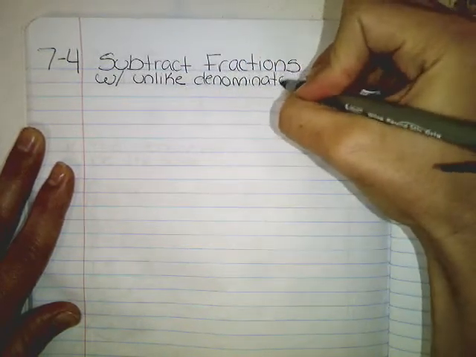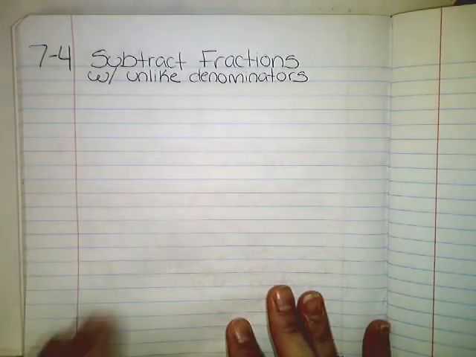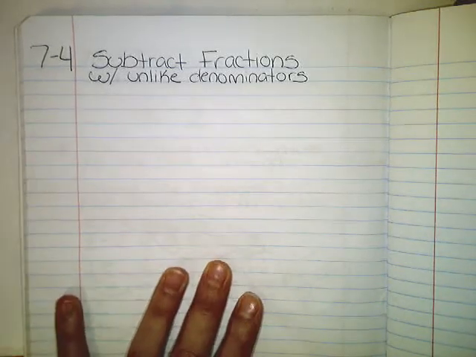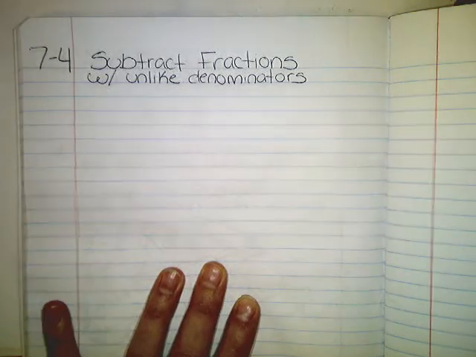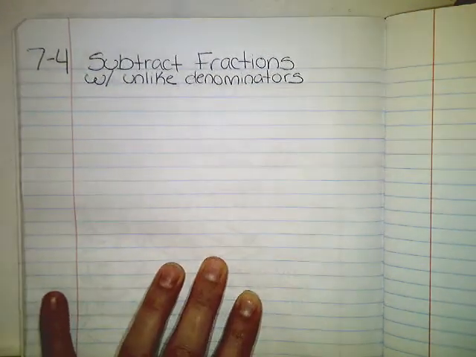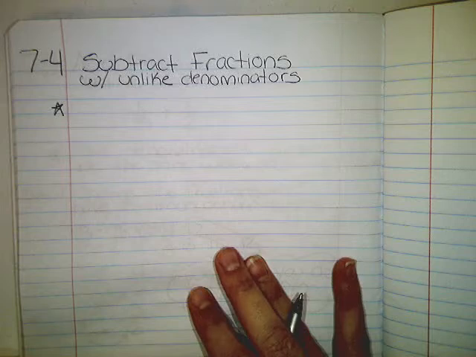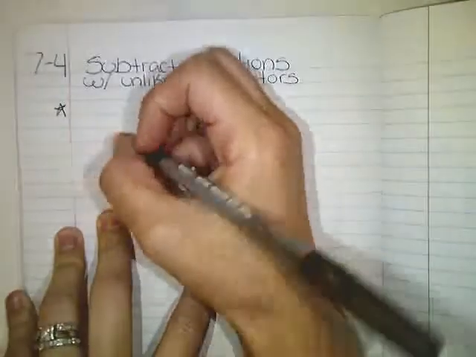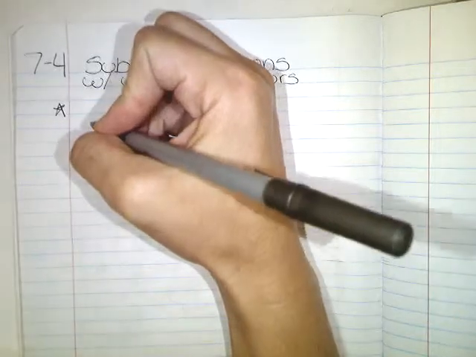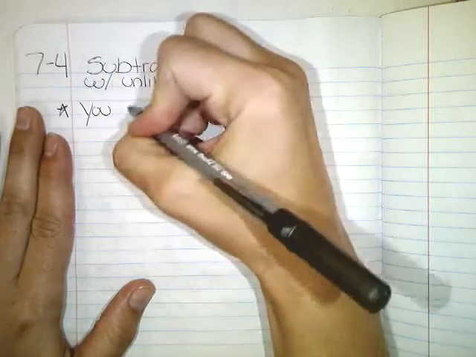As a reminder, everything I write needs to be written down in your math journal as well. Let's go ahead and review that golden rule, the entire takeaway from lesson 7-3. You learned that in order to add fractions, they have to have matching denominators. Guess what? When you're subtracting fractions, it is the same exact concept.